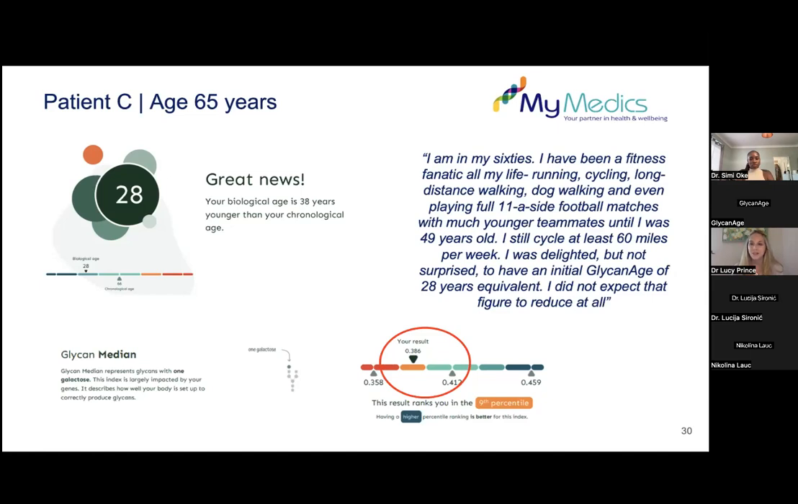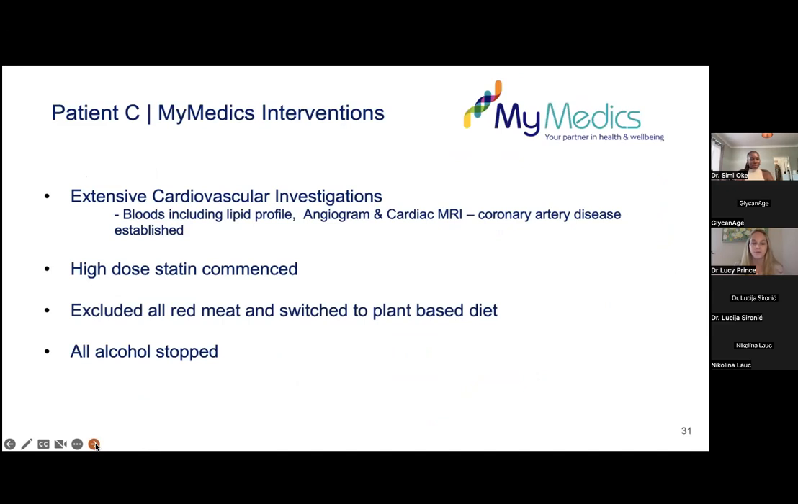Pretty tricky to know how to improve that score, but we took on the challenge and we focused on his glycan median score because of all of the markers, this was the one that we felt we would be more likely to help him improve. His motivation for engaging with MyMedics actually was that he'd had a sudden cardiac death in a first-degree family member just a few weeks earlier, which was very unexpected, and he was particularly concerned about his cardiovascular health.